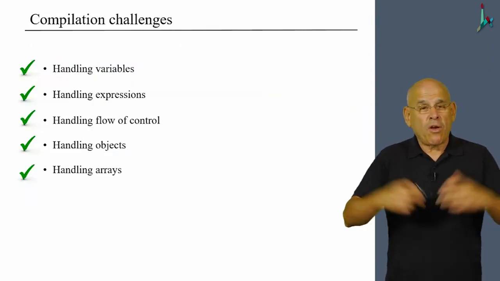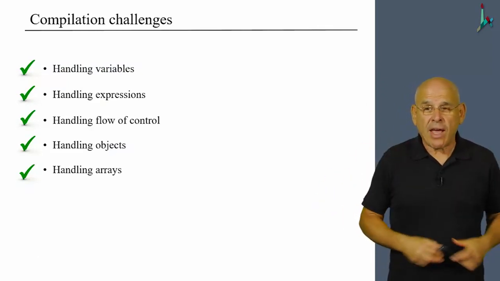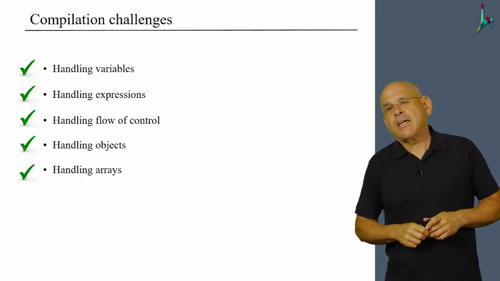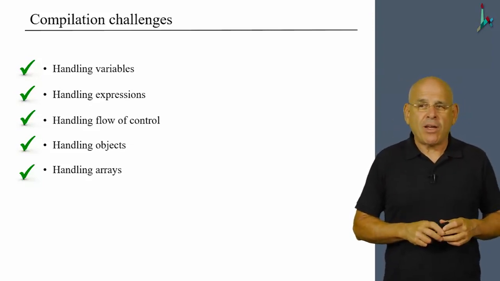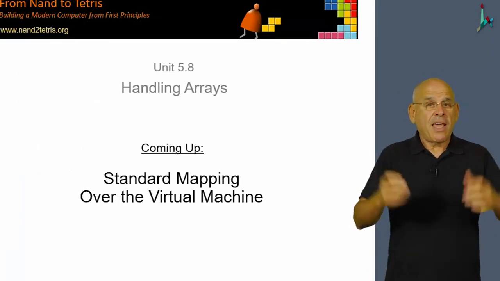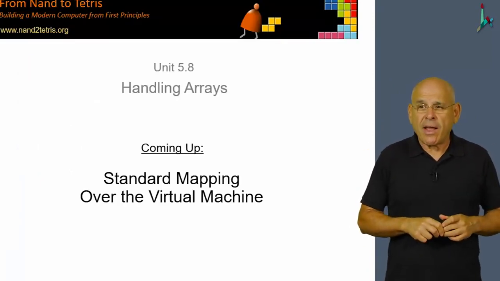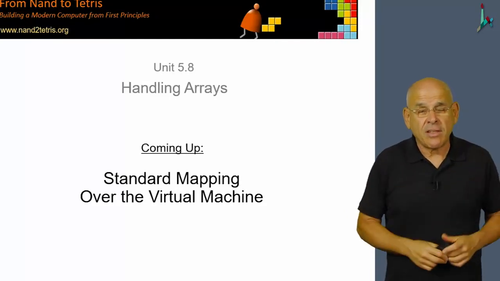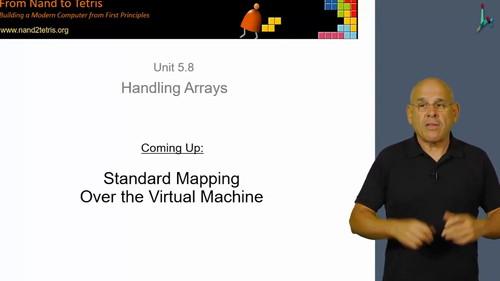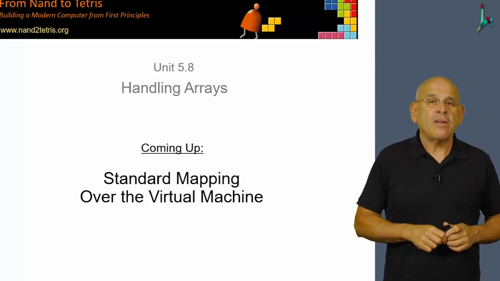And so we know how to declare arrays, we know how to access them. I mean, we know how to generate code that supports array declaration and manipulation. And so that's the end of this unit on handling arrays. And in the next unit, we're going to change the subject and talk about something called the standard mapping over the virtual machine.